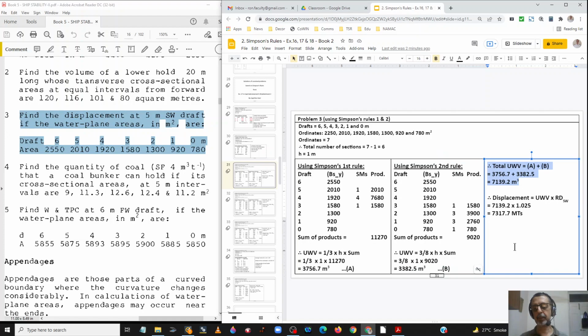7139.2 cubic meters. And we know displacement is equal to underwater volume multiplied by the relative density of the water in which the ship is floating. And in this case, it is salt water. Therefore, we multiply the underwater volume by 1.025 to get an answer of displacement equal to 7317.7 metric tons.